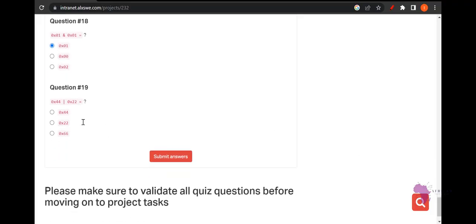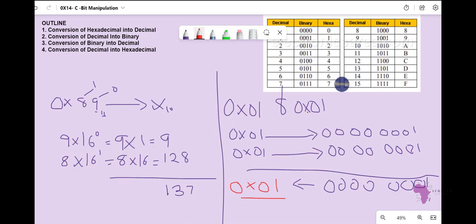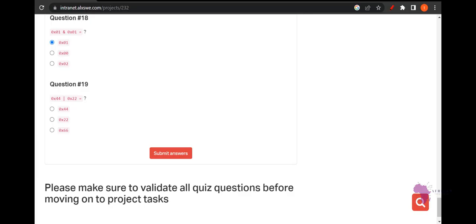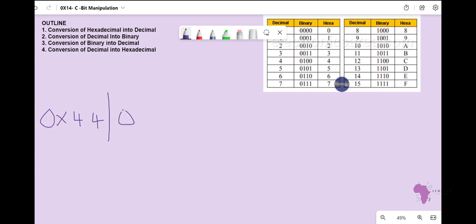So this is it. The last one, number 19, guys. Number 19, let me write. In this case, we have been given 0x4 or 0x2. So let's have the binary of this. The binary of 0x4 is equivalent to 0, 0, 0, 0, 0, 1, 0, 0. These are 8 bits, yes.